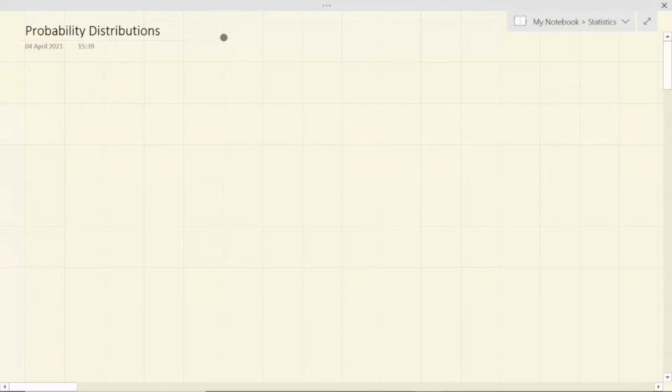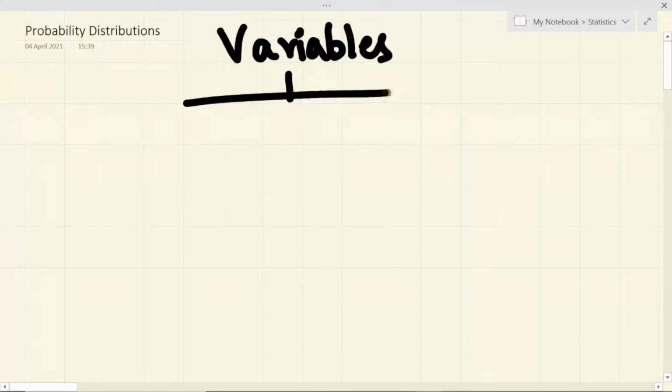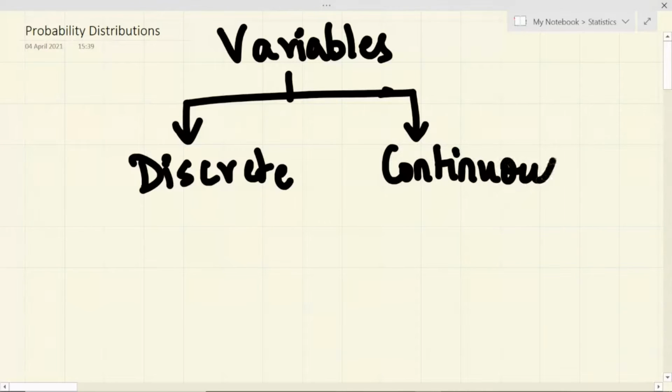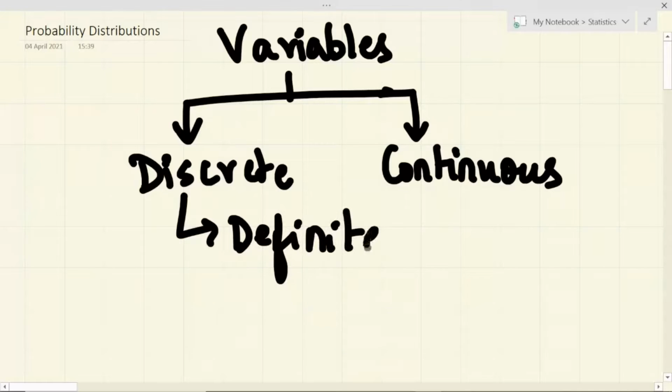In this video I'm going to talk about the different types of probability distributions based on the different types of variables. When we consider variables, there are two types, right? They can be categorized into discrete random variables and continuous random variables. Discrete random variables are those which are definite, and they take specific values.